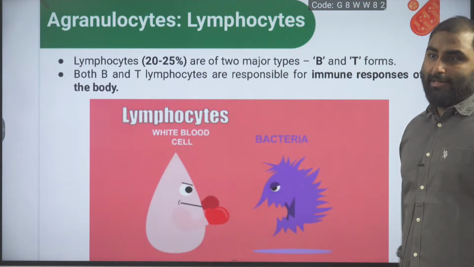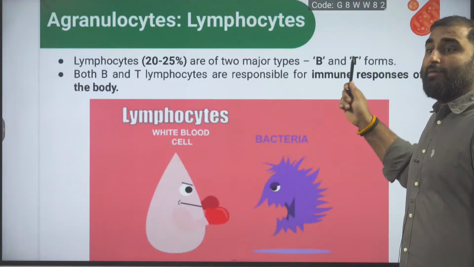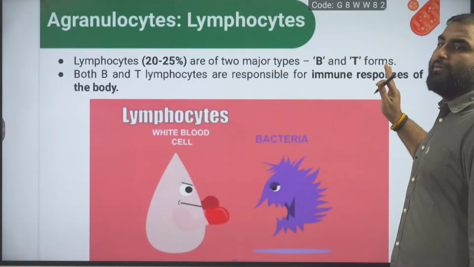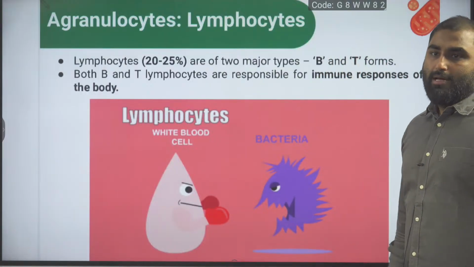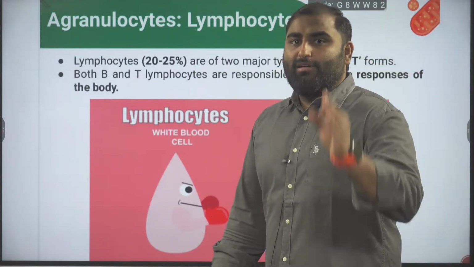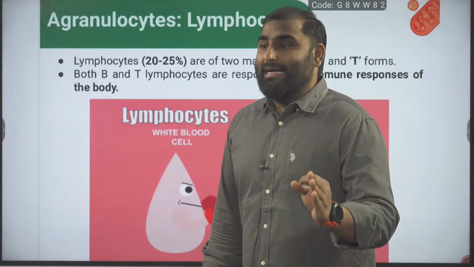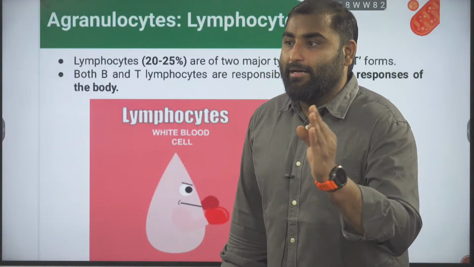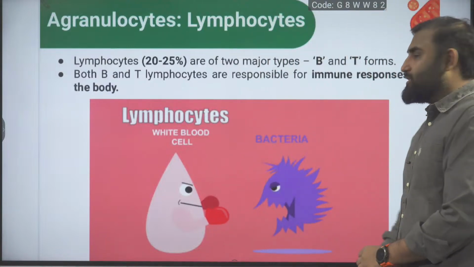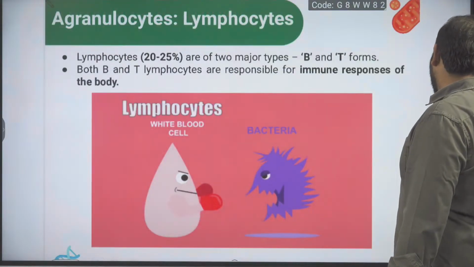There are two major types. The one which develops in bone marrow, that is B lymphocyte. The one lymphocyte which develops in thymus gland, that is T lymphocyte. And both are responsible for immune responses of the body. And if you remember in acquired immunity, I told you T lymphocytes will give you cell-mediated immunity and B lymphocytes will give you antibody-mediated immunity. Okay? So lymphocyte also helps in immune response. Everyone is helping in immune response, and that completes your WBC.